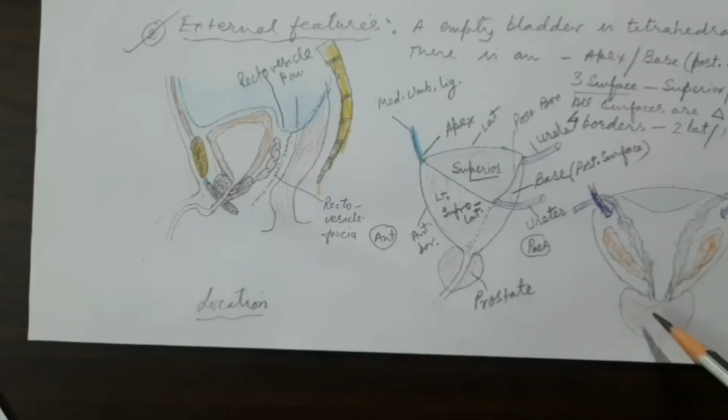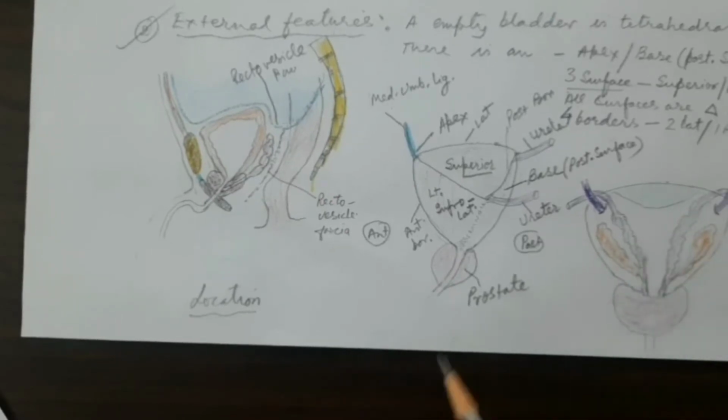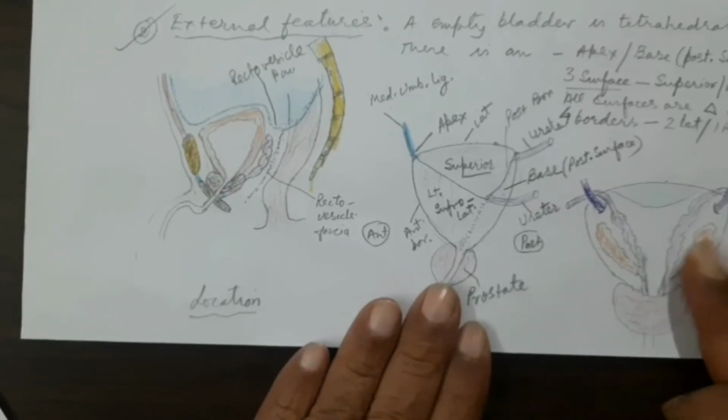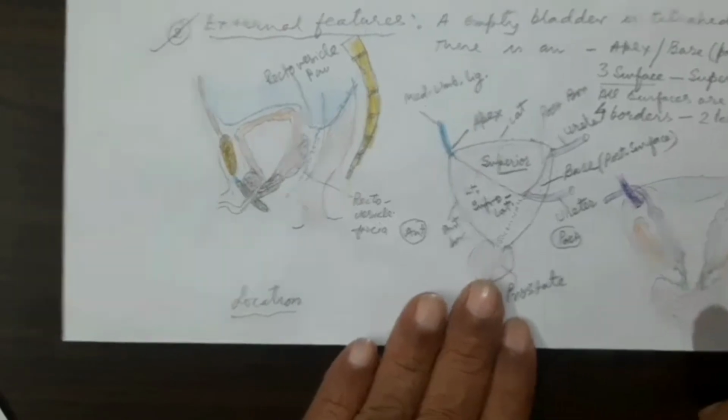So what lies posteriorly here? It is the vagina and cervix of the uterus that is related. The body of the uterus is not related, because it comes superior to the superior surface of the urinary bladder. So this was the relation in the female, that is vagina and cervix.